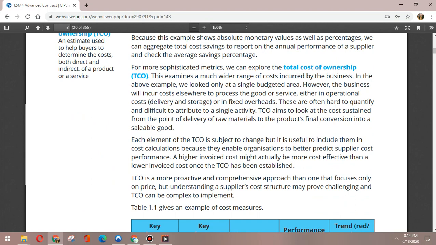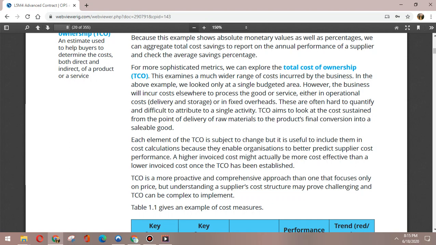For more sophisticated metrics, we can explore the total cost of ownership. This examines a much wider range of costs incurred by the business. In the above example, we look only at a single budgeted area. However, the business will incur costs elsewhere to process the good or service, either in operational costs, delivery and storage, or in fixed overheads. These are often hard to quantify and difficult to attribute to a single activity.